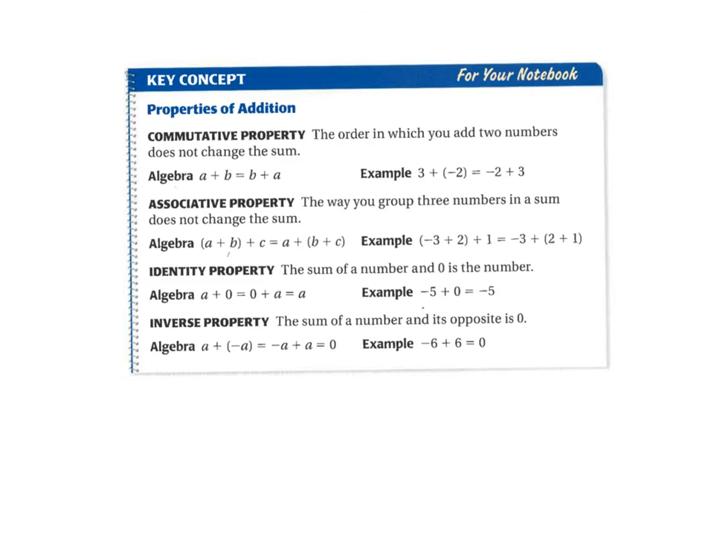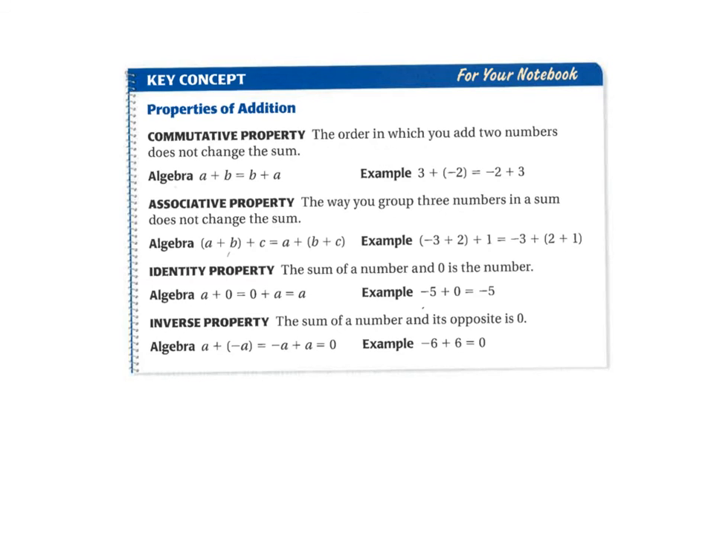The identity property says that the sum of a number and 0 is the number you started with, right? A plus 0 equals A. Negative 5 plus 0 equals negative 5. We call 0 the additive identity because anything we add to that, it doesn't change the identity of the number.